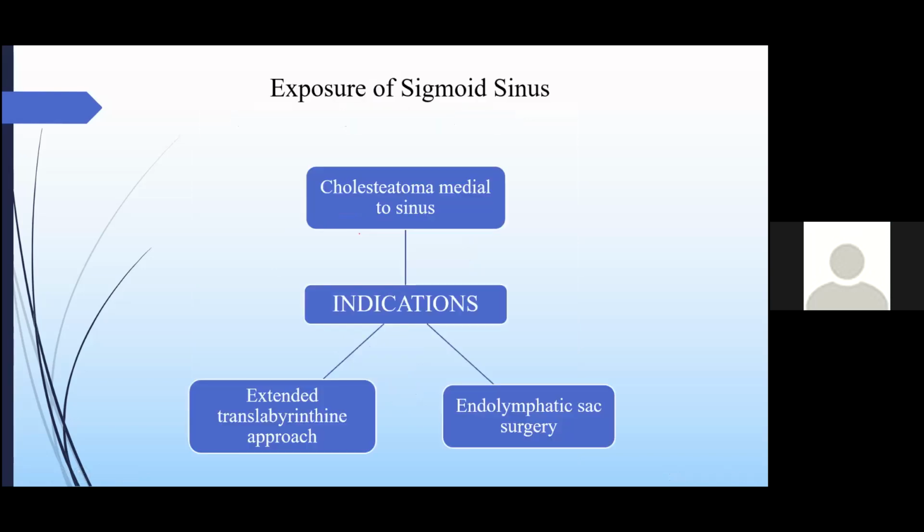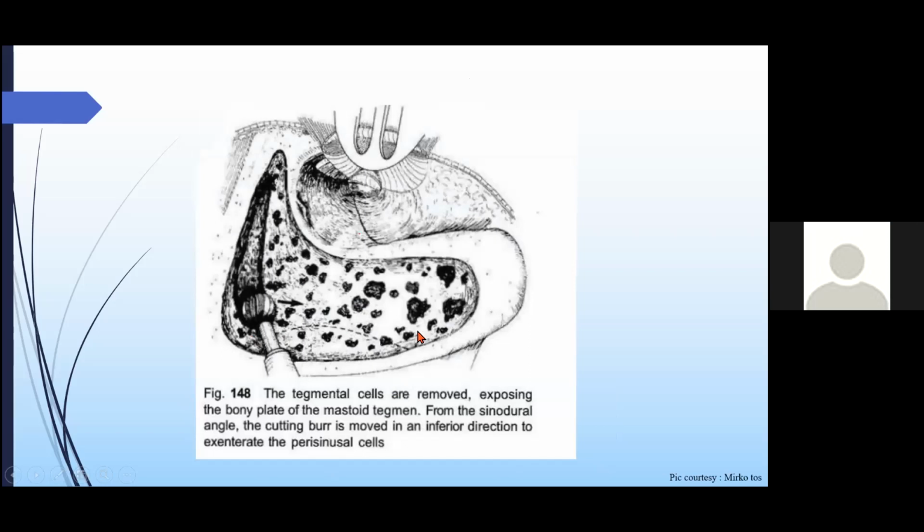What are the situations when we have to expose the sigmoid sinus? Like if we are not able to clear the disease lying medial to the sinus, like a cholesteatoma eroding the posterior fossa dura, or if we are planning for a translabyrinthine approach, a lateral skull-base surgery for vestibular schwannomas or endolymphatic sac surgeries, in those cases, we have to work medial to the sinus. In those cases, after skeletonizing, we have to expose the sigmoid sinus and push the sinus behind so that we can work in this medial space.